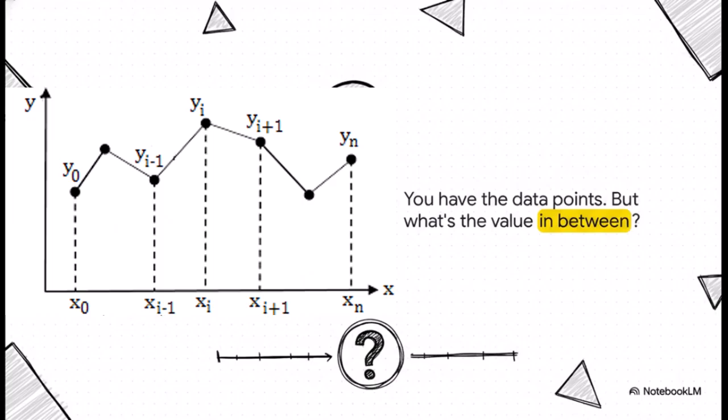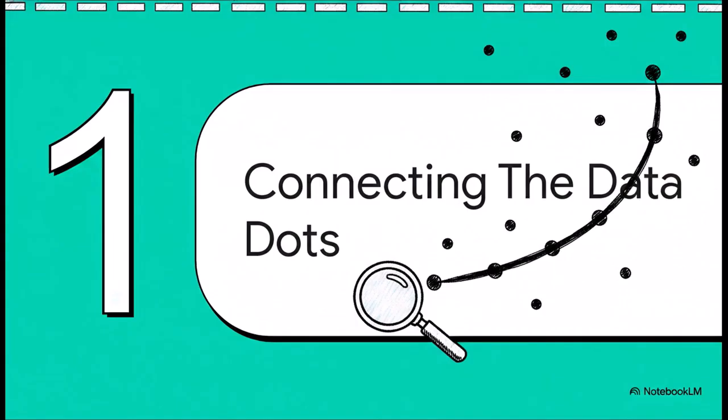So picture this. You've got a set of points just like these. You know the value at point 1, point 2, and so on. But what's the value for any old point in between them? Now, the simplest idea in the world is just to connect the dots. But how you connect them, well, that turns out to be absolutely crucial, and it uncovers some pretty surprising challenges along the way.